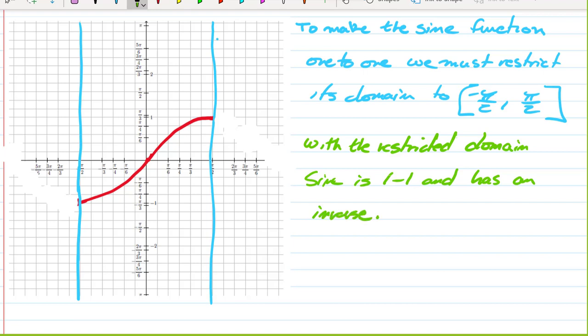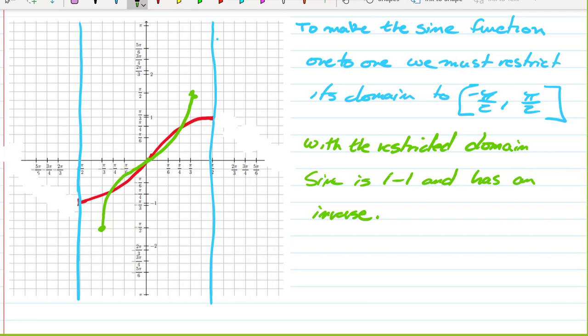So if we think back to chapter 5, section 1, to find the inverse, we interchange all of our x's and our y's. So all of our y's become x's and all of our x's become y's. Then we would get something that looks like this-ish. So we have our inverse.